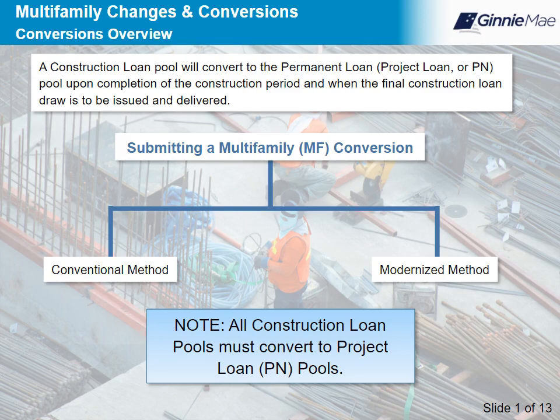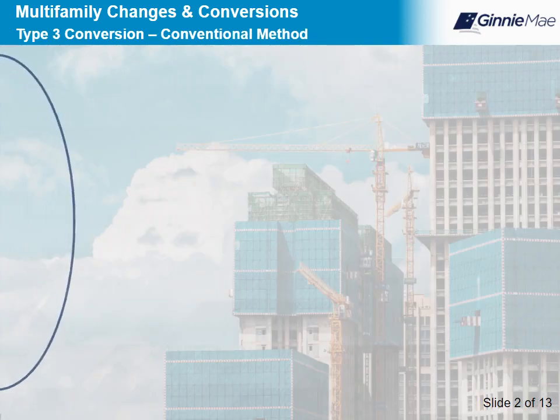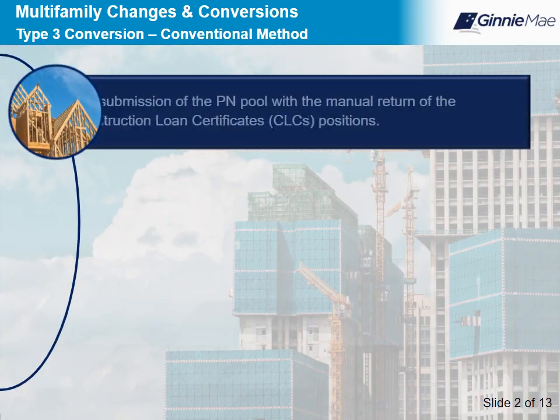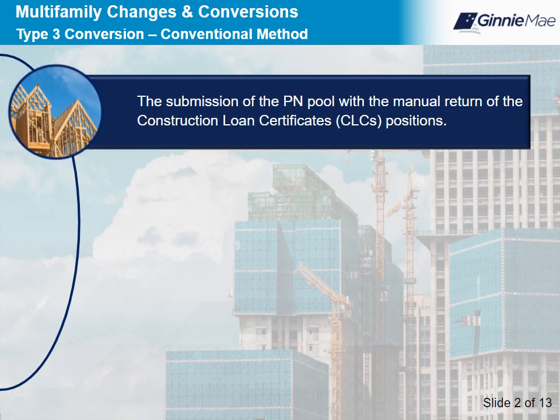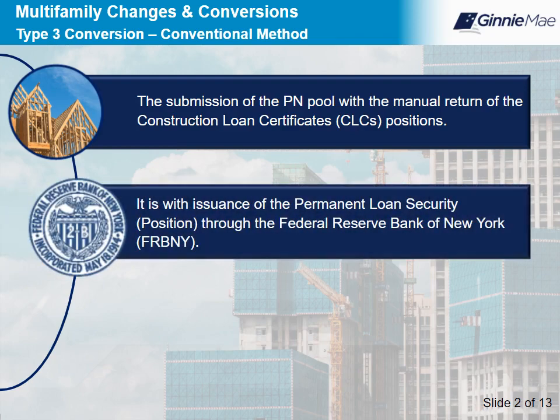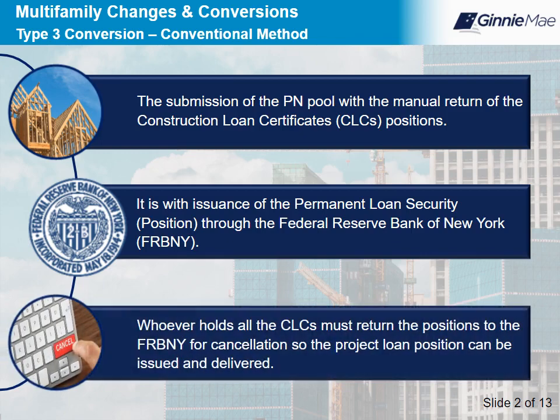Select Next to continue. A Type 3 conversion is the submission of the PN pool with the manual return of the construction loan certificates, CLCs, positions. It is with issuance of the permanent loan security, position, through the Federal Reserve Bank of New York, FRBNY. Whoever holds all the CLCs must return the positions to the FRBNY for cancellation. This is so the project loan position can be issued and delivered.